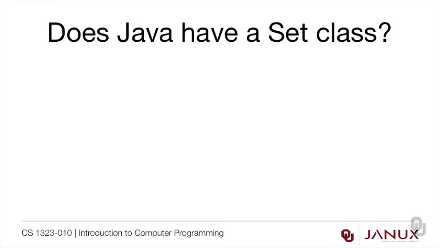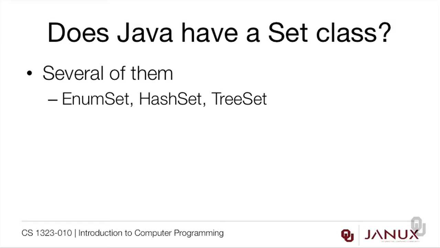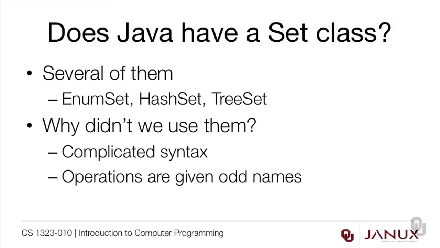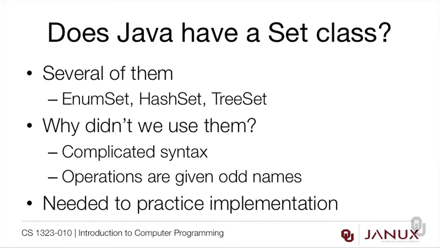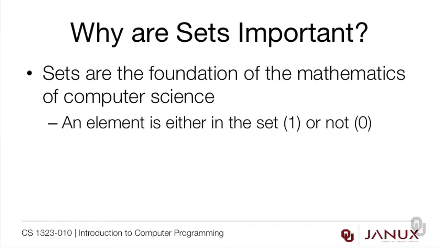Now, one thing you may be wondering at this point, doesn't Java have a set class? Well, yes, actually it has several of them. It has an enum set, it has hash set, and it has tree set. Now, why didn't we use them? Well, one problem is complicated syntax. Another problem is the operations in the set classes were given kind of odd names. They weren't called union and intersection. Now, there are some very good reasons for this, and you'll learn those next semester if you continue to study Java. But that's one of the reasons. And of course, there's the fact that we needed to practice some implementation on our own, particularly dealing with instance methods versus class methods.